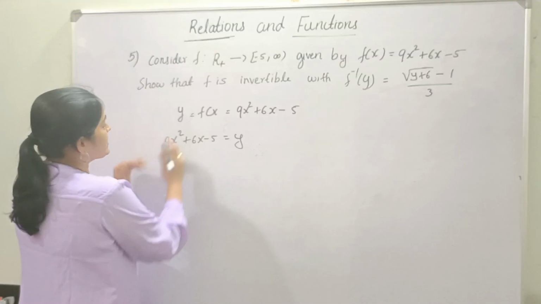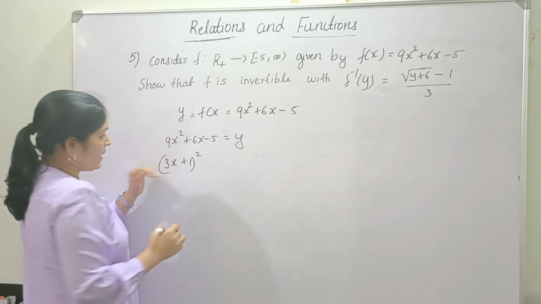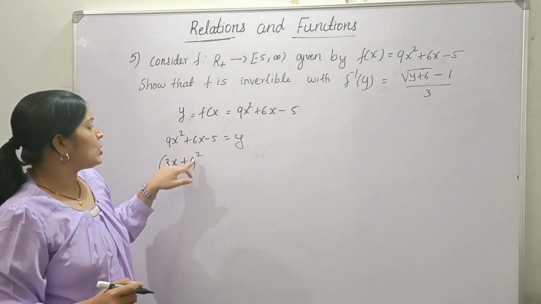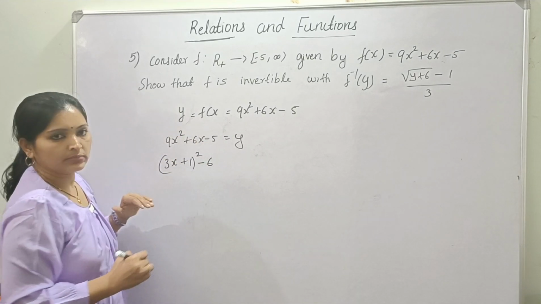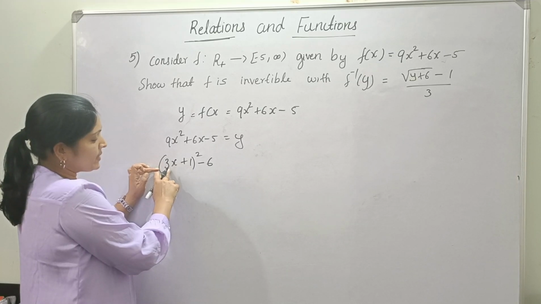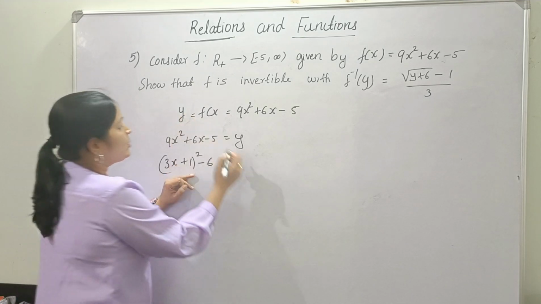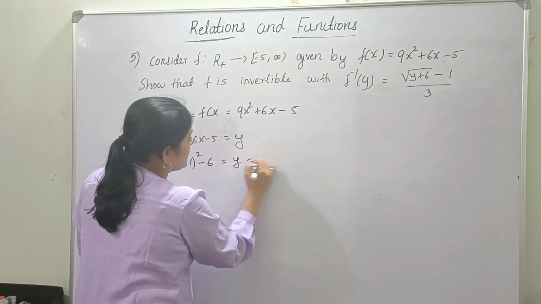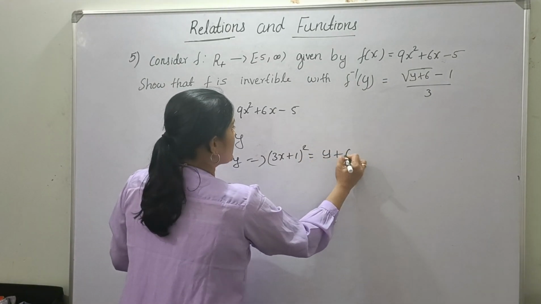So here we can write 9x square as 3x, and (3x plus 1) whole square will be 9x square plus 6x plus 1, right? So this can be written as, if we subtract 6, it will be this one, right? That is 9x square plus 2 into 3, that is 6x, plus 1 minus 6, it will be minus 5, right? So this can be written as (3x plus 1) whole square minus 6 is equal to y. This implies (3x plus 1) whole square is equal to y plus 6.